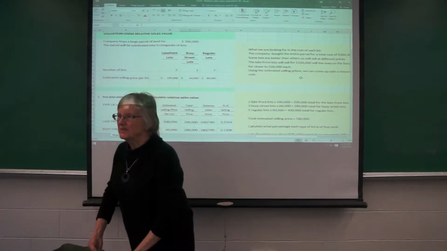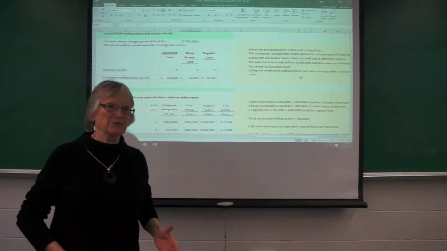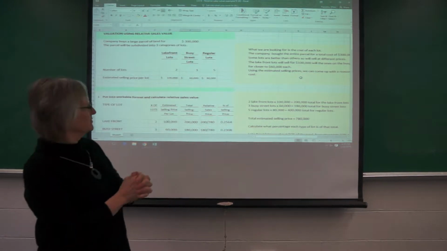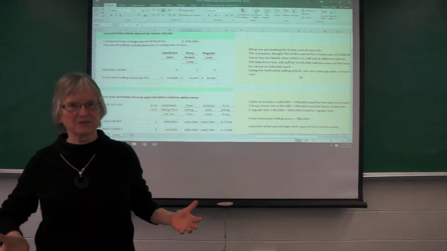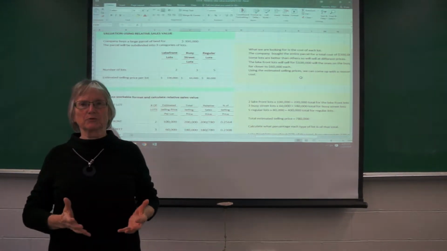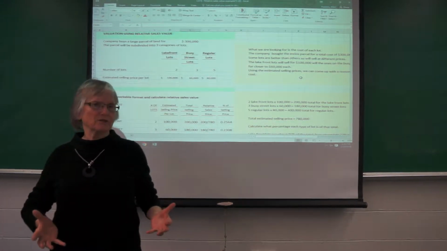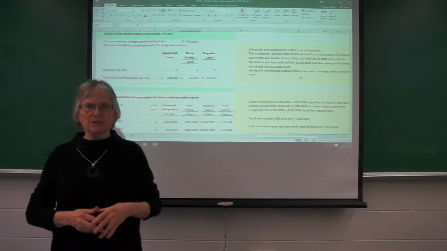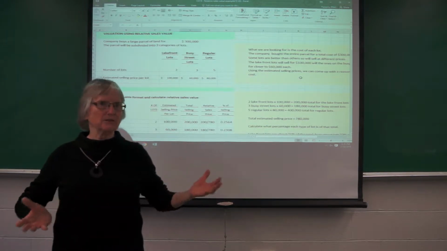So we're talking about valuation of inventory using relative sales value. Why would we want to do this? Well, if a company buys 10 identical delivery trucks for a certain lump sum price, there's really no problem. You take the lump sum price, you divide it by 10, you're done.